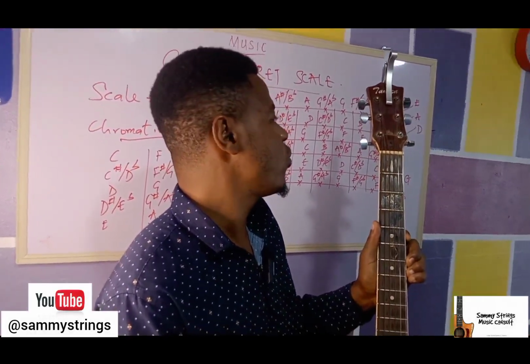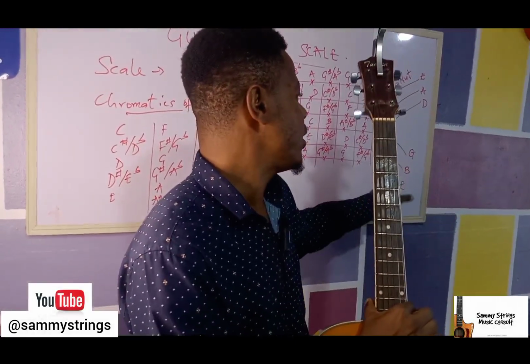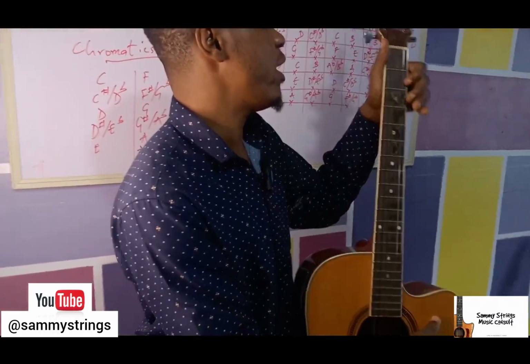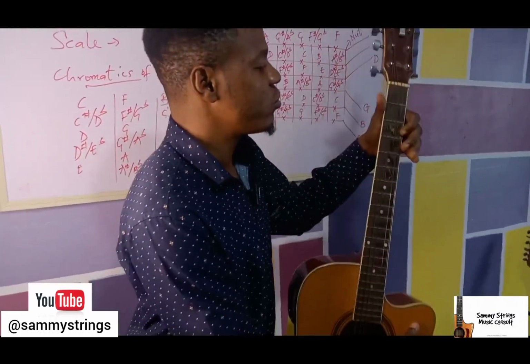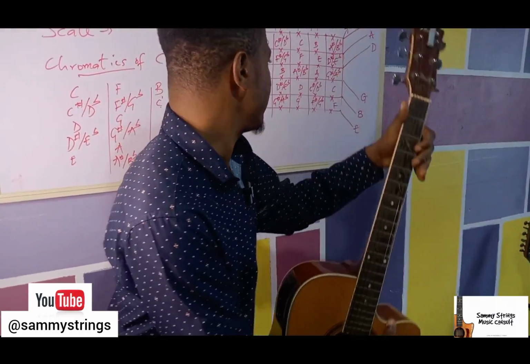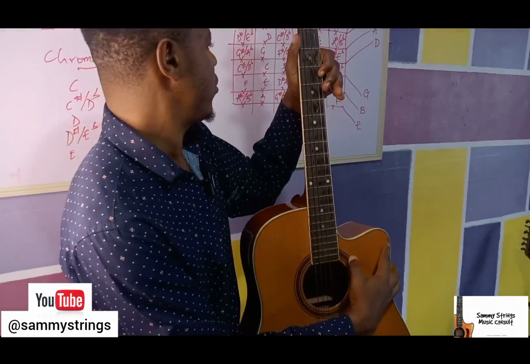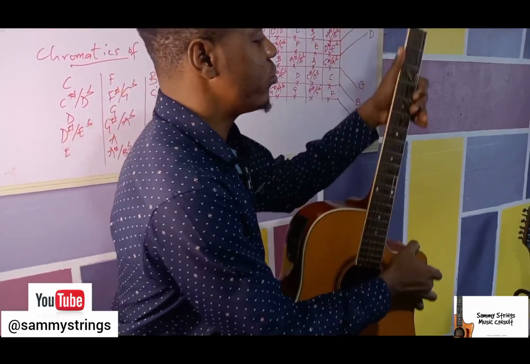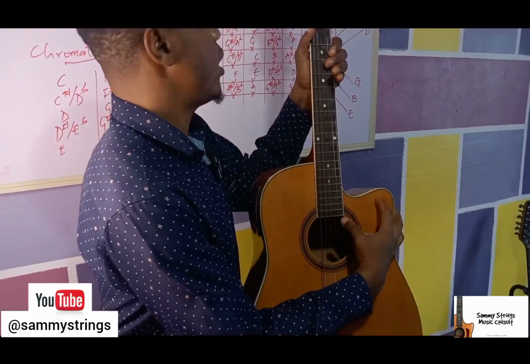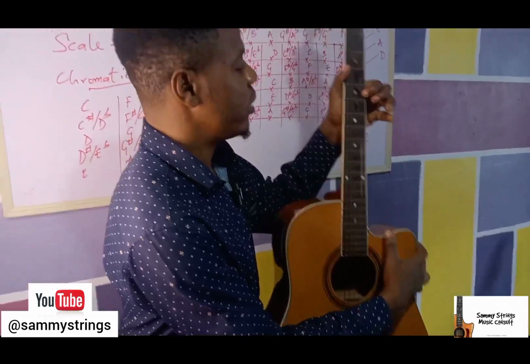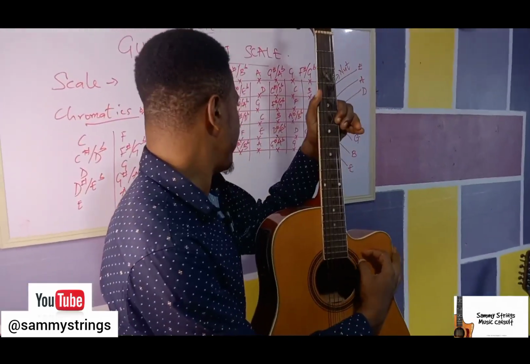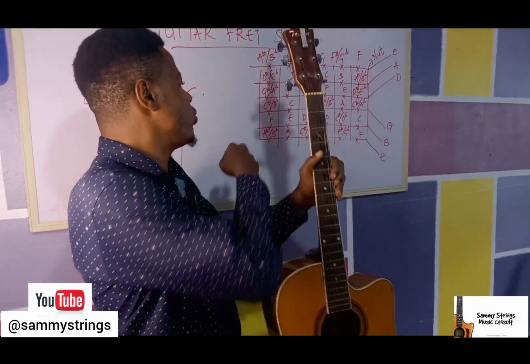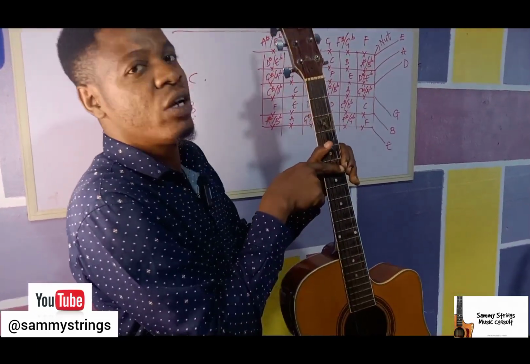So immediately when this is my E, then the next fret has to be F. Then I have the next one to be F sharp. I have the next one to be G. I have the next one to be G sharp. I have the next one to be A. Then I now have the next one to be my A sharp or B flat. So I end my representation on this very fret, which is the sixth fret, as I have it on the board there.